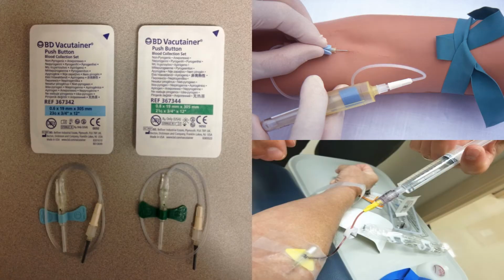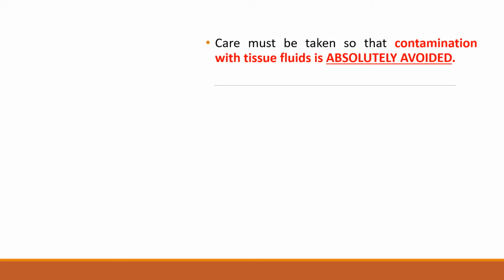So you have here pictures showing how the sample is collected using the butterfly set technique. You can choose whether you want to use the evacuated tube to collect the sample directly, or you can make use of the syringe. But you have to remember that the syringe is an open system, so that means your sample is prone to contamination. But if you are careful, then the sample could be viable for coagulation testing. So care must be taken so that contamination with tissue fluids is absolutely avoided.